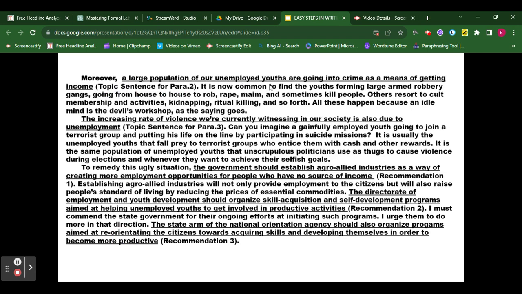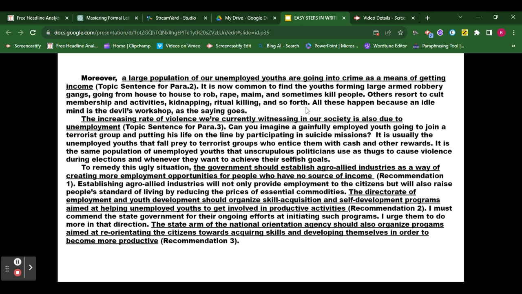Moreover, a large population of our unemployed youths are going into crime as a means of getting income. This is the topic sentence for paragraph 2. It is now common to find the youths forming large armed robbery gangs, going from house to house to rob, rape, maim, and sometimes kill people. Others resort to cult membership and activities, kidnapping, ritual killing, and so forth. All this happens because an idle mind is the devil's workshop, as the saying goes.